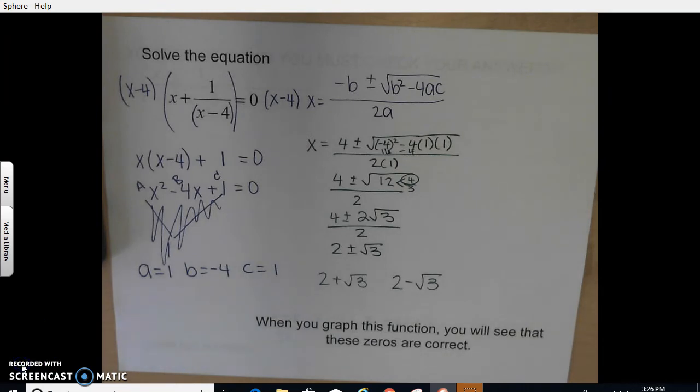If we took these values and put them into our calculator, we could do 2 plus root 3 and 2 minus root 3 to get 0.